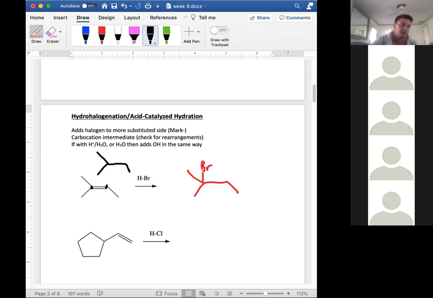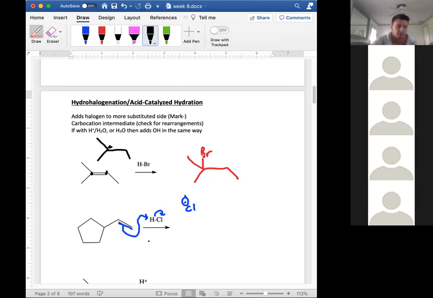So your intermediate looked like this. Why wasn't there a rearrangement? Yeah, it's already tertiary, right? It's already about as stable as it can get. What happens mechanistically is that a pi bond, it's basically an acid-base reaction, right? You have a pair of electrons that will attack the hydrogen, and you will then have your halogen floating around, right?